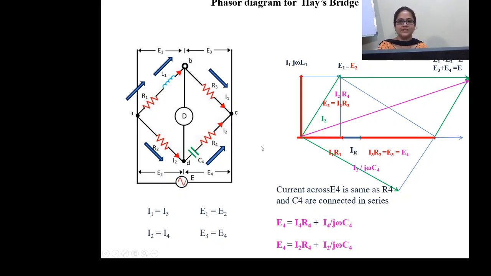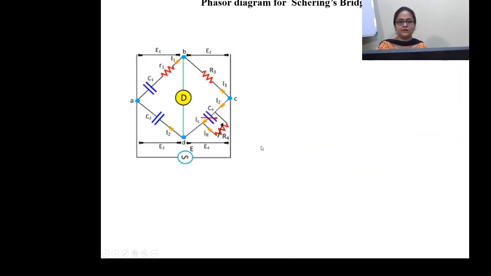Now let us move towards the phasor diagram for Schering's bridge. Schering's bridge is used for measurement of unknown value of capacitance. As we can see, the circuit diagram is shown in this particular figure, where I1 is equal to I3, I2 equals I4, E1 equals E2, and E3 equals E4.